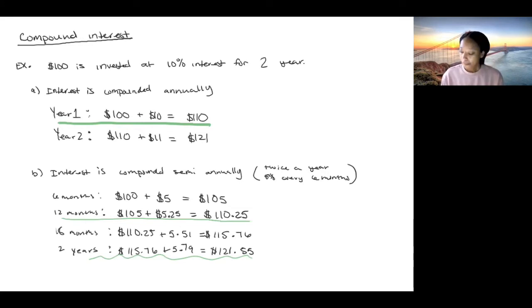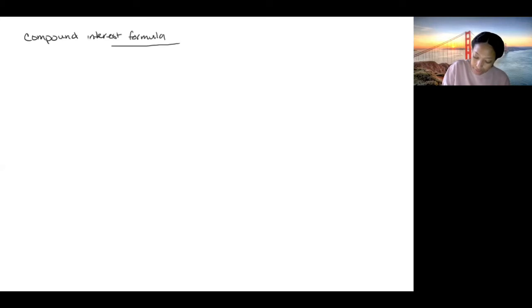All right, so the more often you compound your interest, the more money you end up with at the end. So next page, we have a formula for finding this. You don't have to actually do this by hand. The compound interest formula. Hold on, let me make sure I'm using the same terminology our book uses. I'm sorry, we use S. S equals P times 1 plus R over N to the NT power.